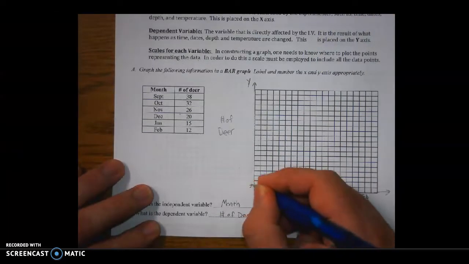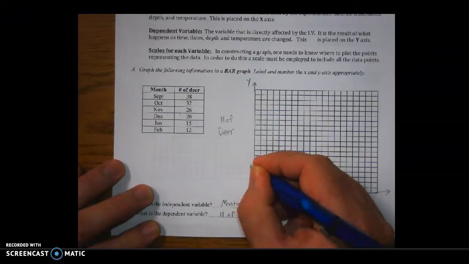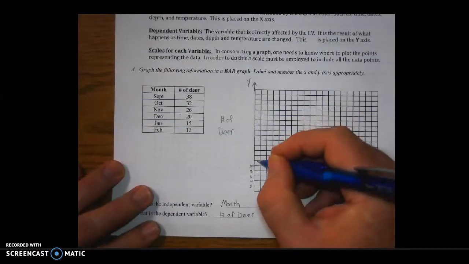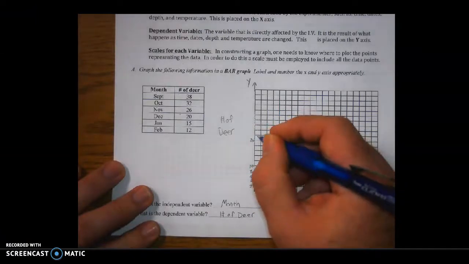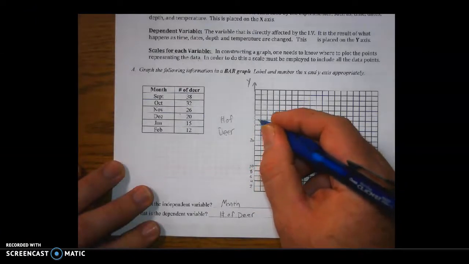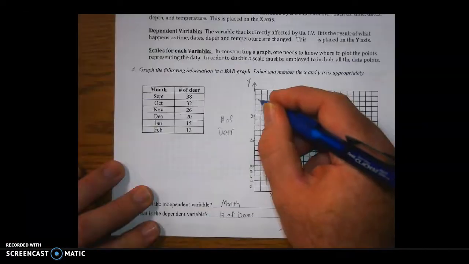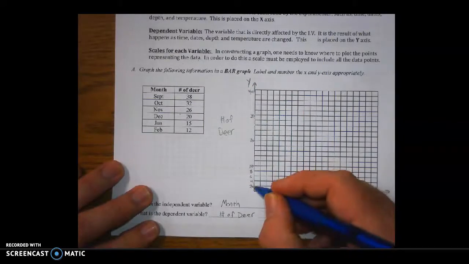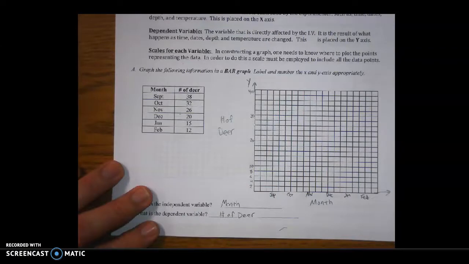So 2, 4, 6, 8, 10. And we could keep going like that, but I think I'm going to space them out a little bit. 12, 14, 16, 18, 20, 22, 24, 26, 28, 30, 32, 34, 36, 38, 40. And if you feel like you'd like to have all the numbers on there, you can go ahead and write them in there. That makes it easier for you.